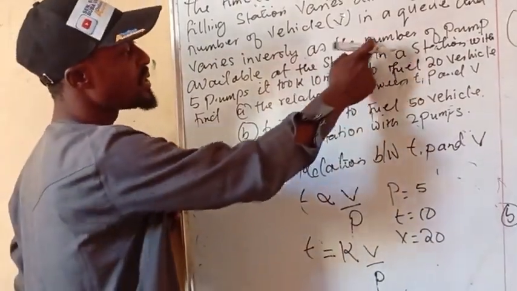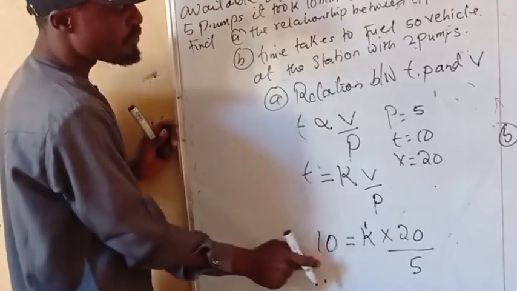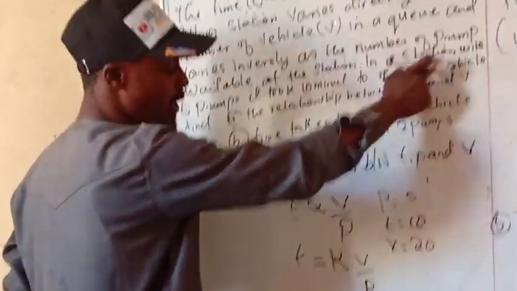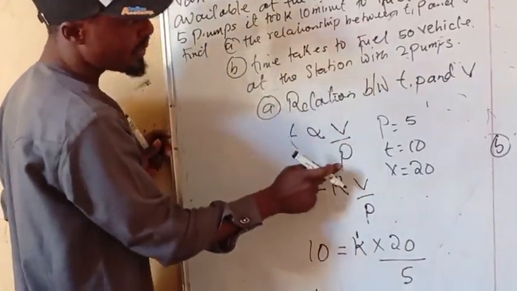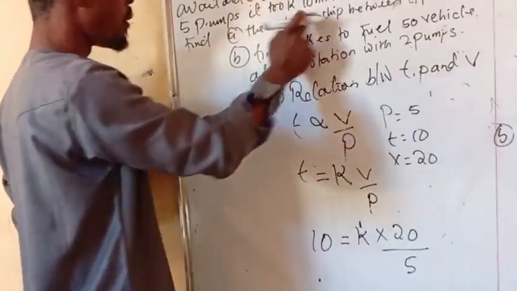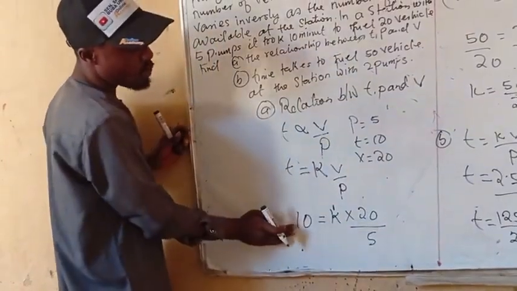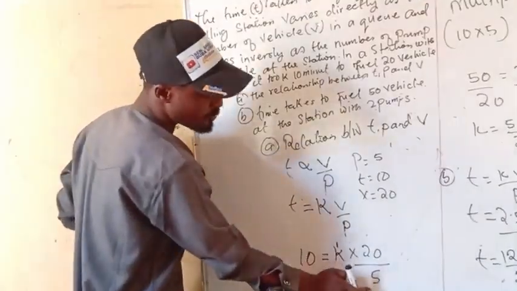Then we are to find the value of K, because here we are given the time taken to be 10 minutes. That means in place of T, we put 10 minutes. And from the same question, we are given the number of vehicles to be 20. In place of V, we put 20. All over P, we have been given the number of pumps to be 5 pumps. In place of P, we put 5. That means our 10 equals K times 20 all over 5.